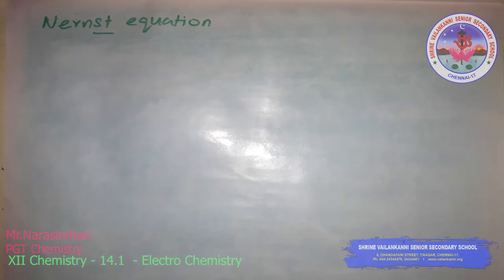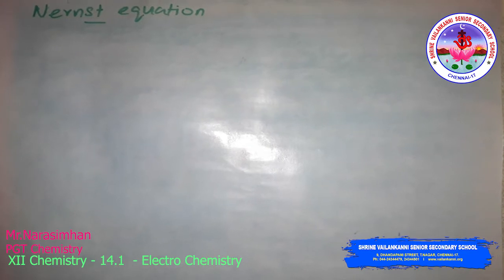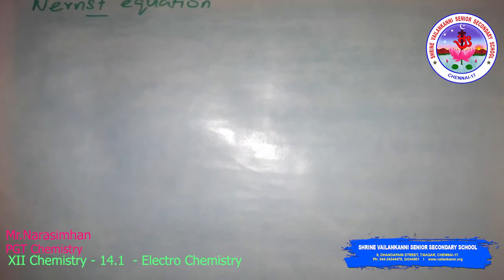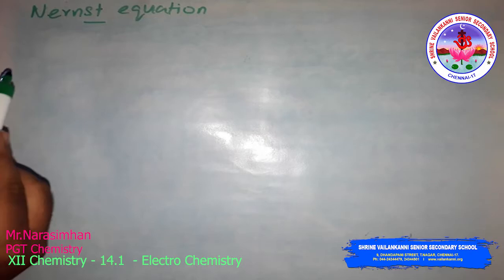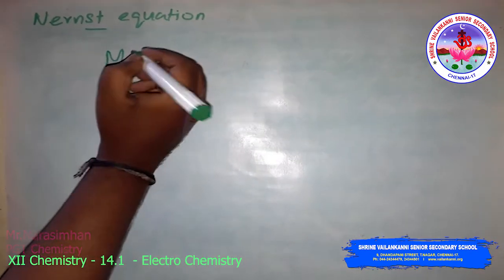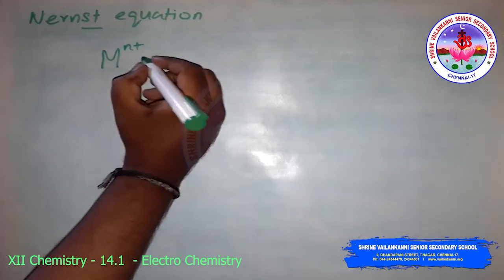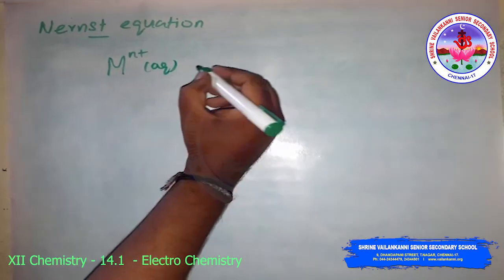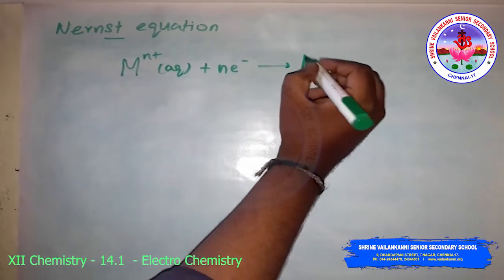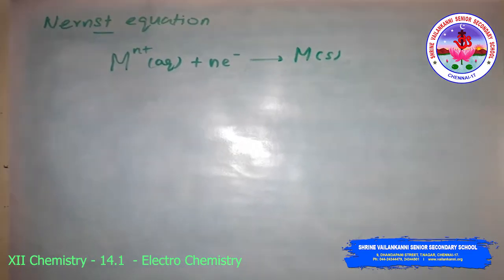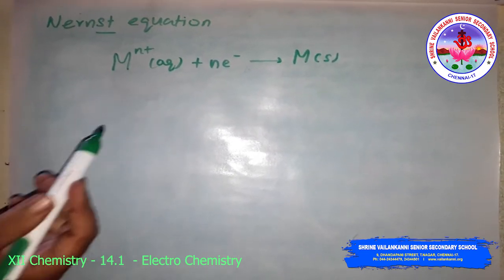Advanced equation. Already we learned that the concentration of all species involved in the electrode reaction is unity. This need not always be true. Here, for the electrode reaction, that is M^n+ (n+ indicates the oxidation state) aqueous plus n electrons gained to reduce to metal M solid. The electrode potential at any concentration is measured with respect to the standard hydrogen electrode.